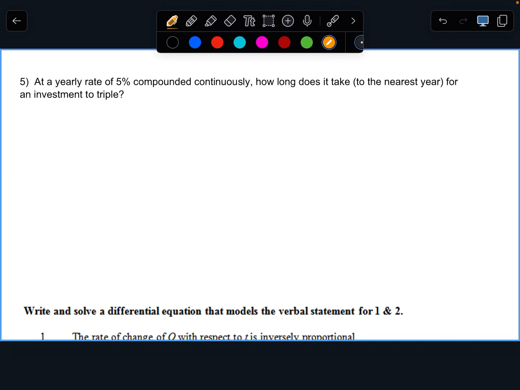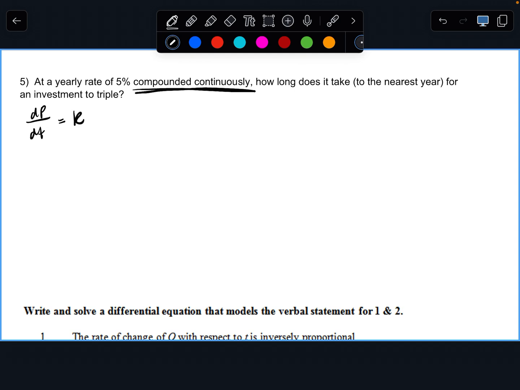Okay, so say we have a rate of 5% compounded continuously. How long does it take, to the nearest year, for an investment to triple? Okay. So again, compounded continuously is another keyword for PERT. Think of it as like the population of your money. Does that make any sense? Like your total money is continuously increasing, right?